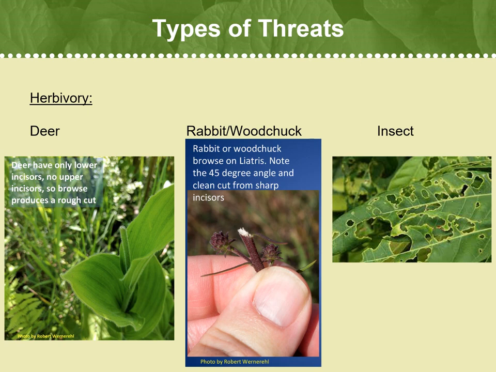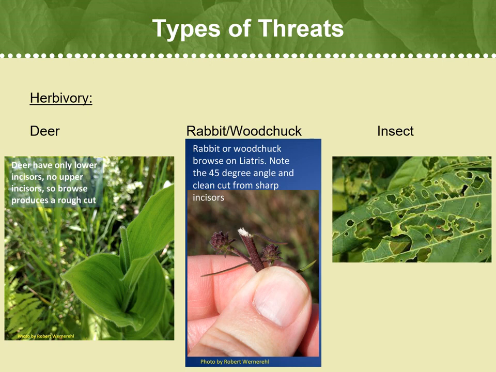Another cause of herbivory damage are rabbits and woodchucks. With sharp upper incisors, rabbits and woodchucks result in a clean cut at a 45-degree angle when browsing on plants. Lastly, there are numerous insect species that use plants as their primary food source. Based on their size, insects will often eat small parts of leaves and stems, but not remove the entire leaf or stem.